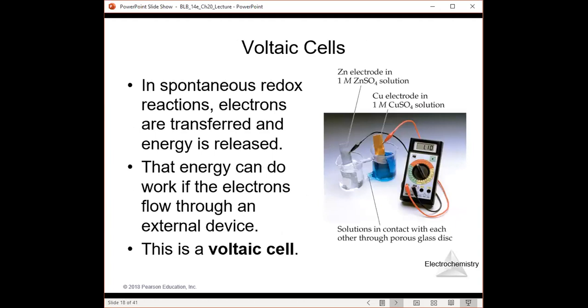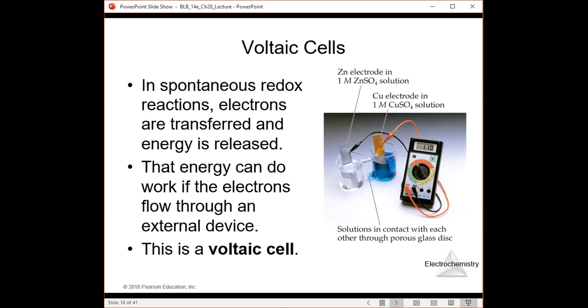Now, one of the things that I was really looking forward to was you guys making a voltaic cell in lab and doing electrochemistry. When you have these redox reactions, electrons are transferred and the energy is released. That energy can do work if the electrons are flowed through an external device. And this is what you call a voltaic cell.